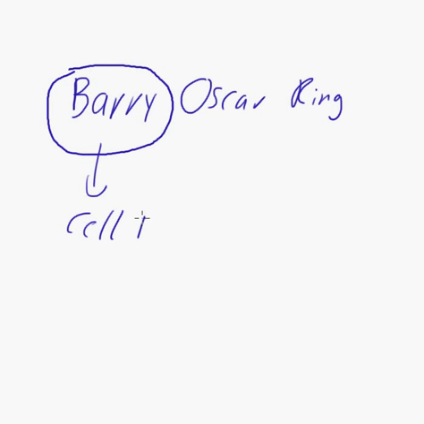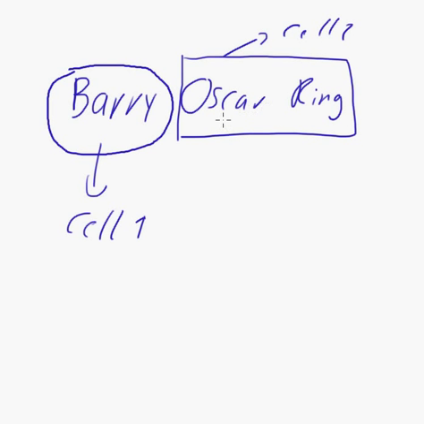Now, I have something like this, Barry Oscar Ring, and I wish to parse that. Well, the easiest way to do it is, first of all, to isolate the leftmost component and put that in a separate cell. Let's call it cell one. And then after isolating that component, you put what's left over in a separate cell. That's cell two, what's left of the original name.